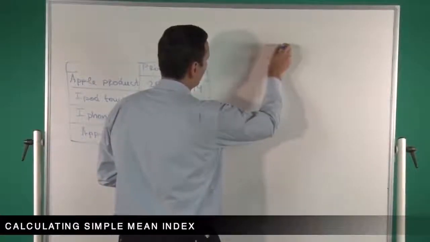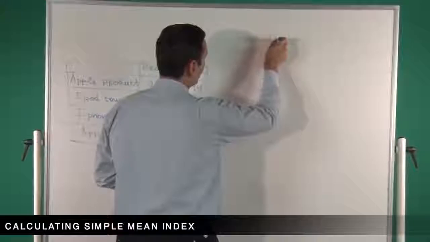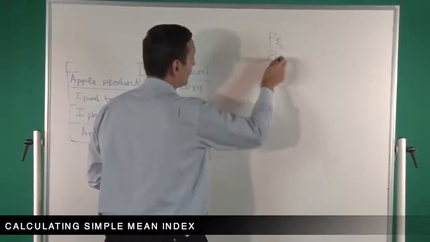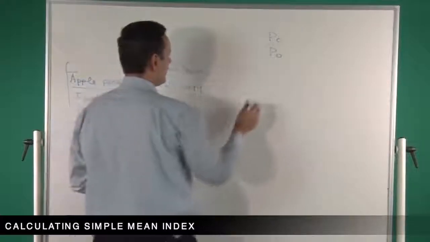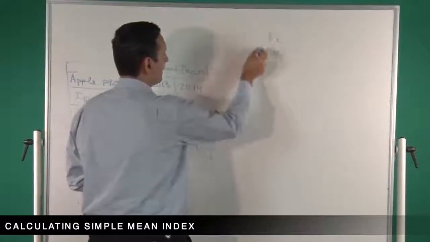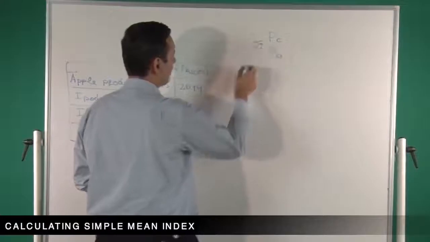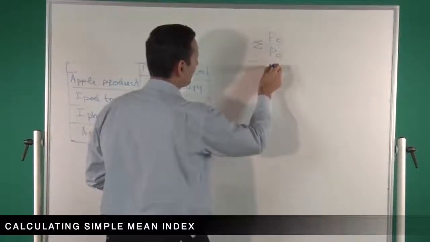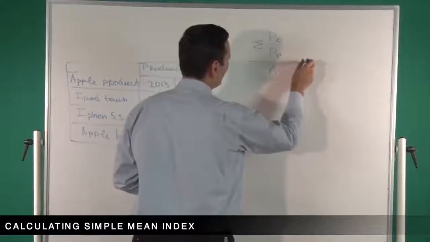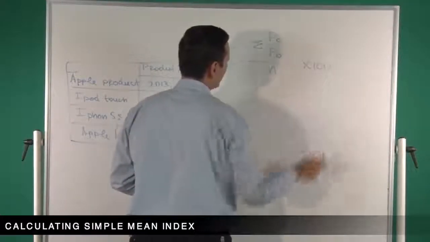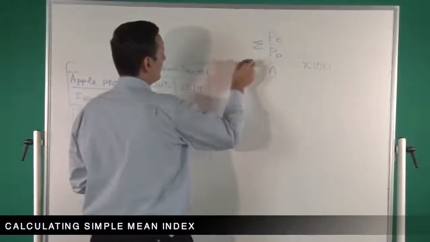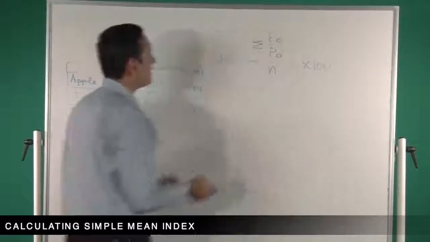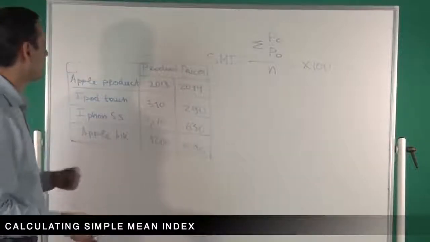So PC, which is the current price divided by the base price or the previous. So we do this for each item and then sum all of these. After summing all of these, we divide this by the number of items. Finally, we multiply it by 100, and that's going to give us simple mean index. Now let's see it in the real example.